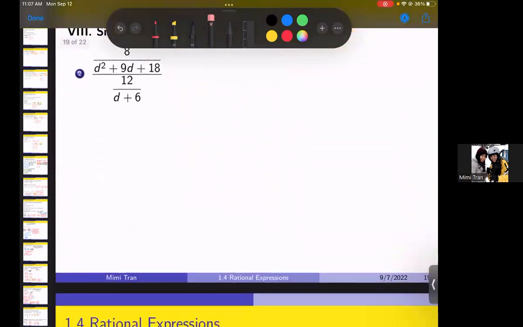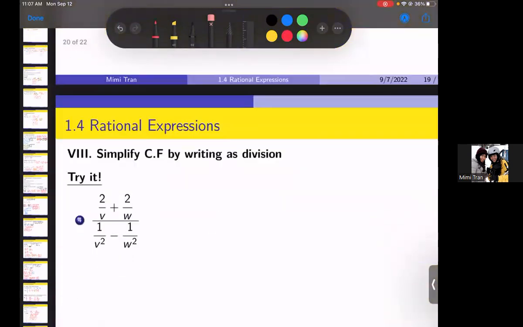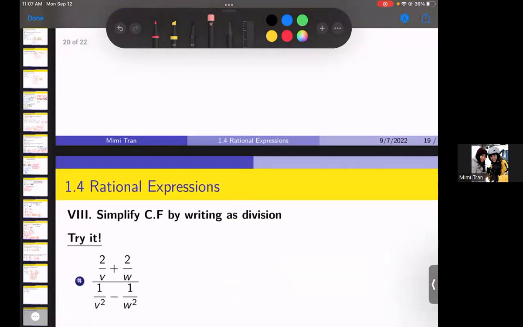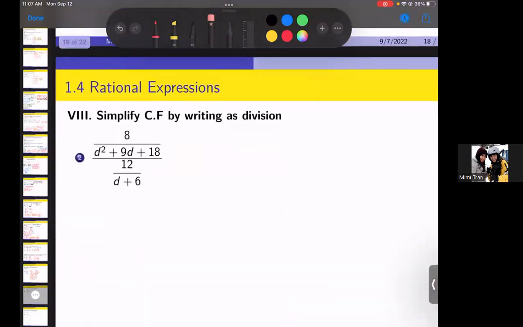You guys try number 2. I don't know why I said 4 here. It should be 3. You guys try number 2.